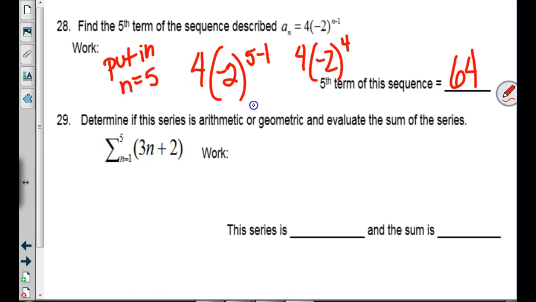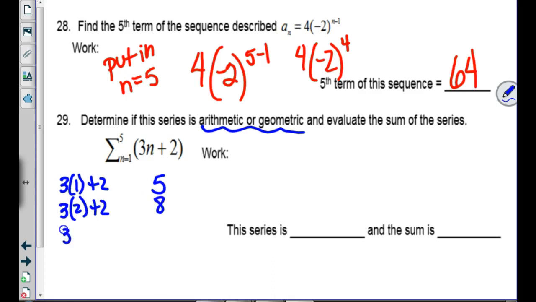All right, guys, I cannot stress enough, you cannot guess. The easiest way to determine if this is arithmetic or geometric is to put numbers in. What if I put a 1 in? What will I get? 5, yes? What if I put a 2 in? 6 plus 2 is? 8. 3 times 3 plus 2? 3 times 4 plus 2?